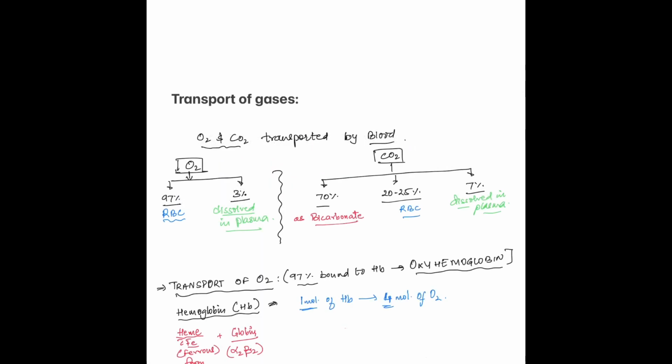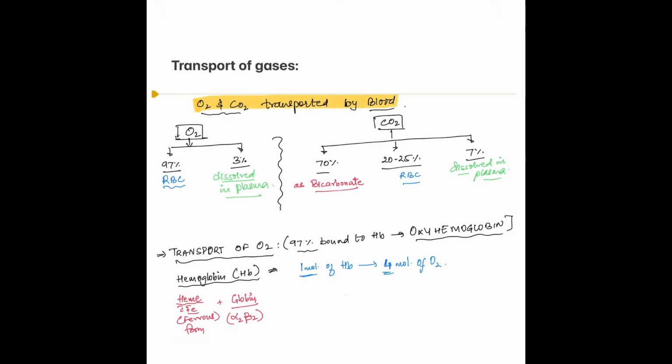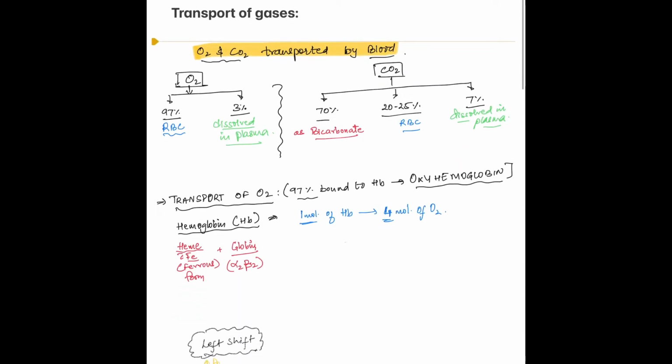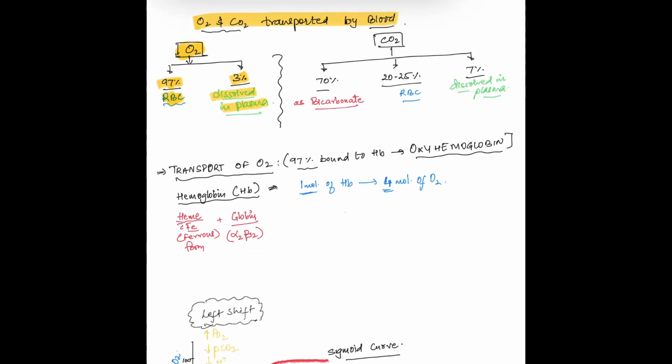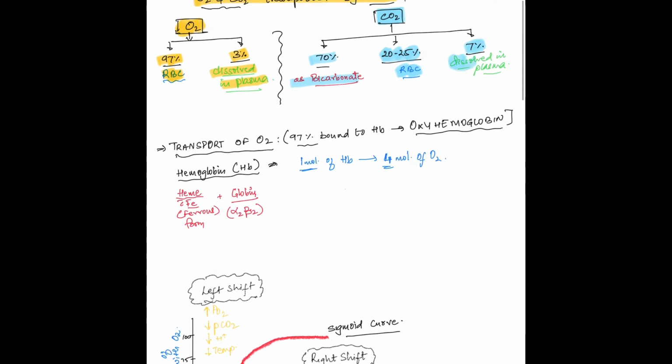Hello and welcome. Let's look at how oxygen and carbon dioxide are transported in the blood throughout the body. 97% of oxygen is transported by RBCs bound to hemoglobin, and 3% of oxygen is transported as dissolved in plasma. 70% of carbon dioxide is transported as bicarbonate, 20 to 25% is transported by the RBCs bound to hemoglobin, and 7% of carbon dioxide is transported dissolved in plasma.